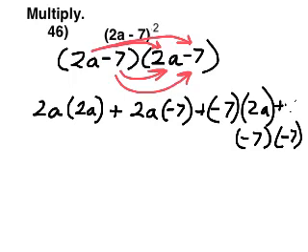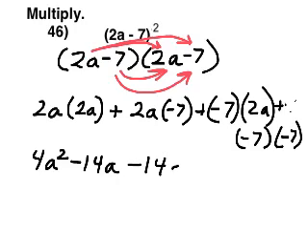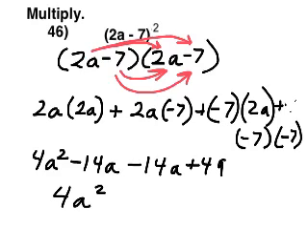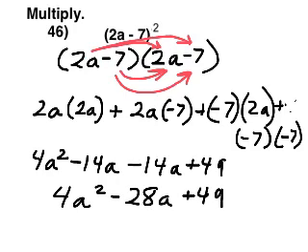Okay, and we'll do the products of each of these individually. 2 times 2 is 4, a times a is a squared. 2a times a negative 7 is a negative 14a. Negative 7 times 2a is a negative 14a. Negative 7 times negative 7 is a positive 49. Then we combine our like terms, negative 14a plus a negative 14a. So our total is 4a squared minus 28a plus 49. That wasn't so hard now, was it?